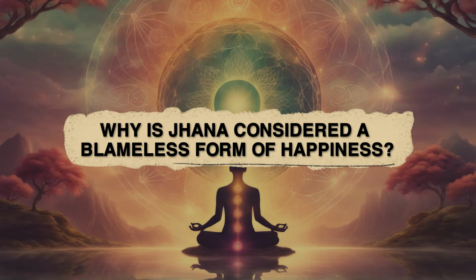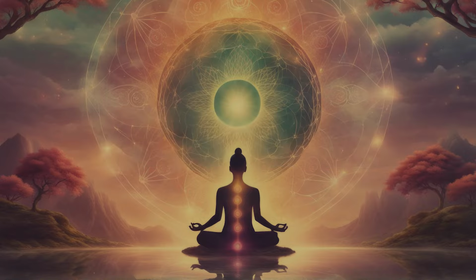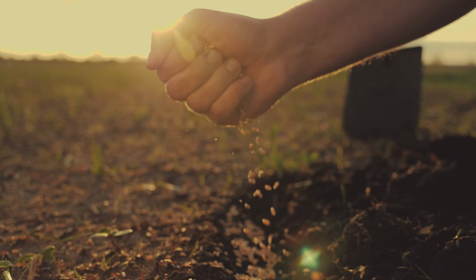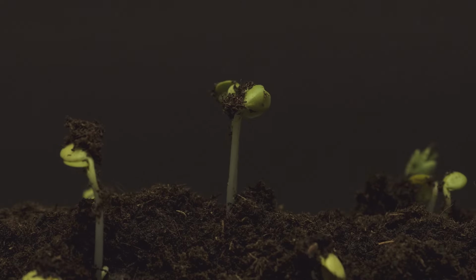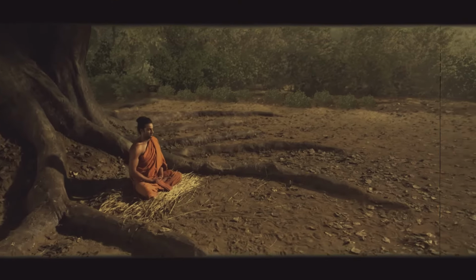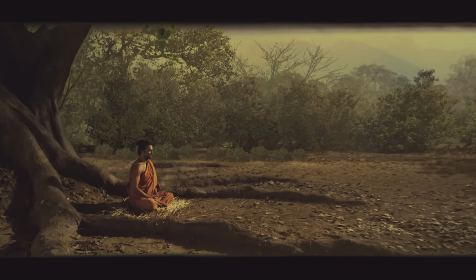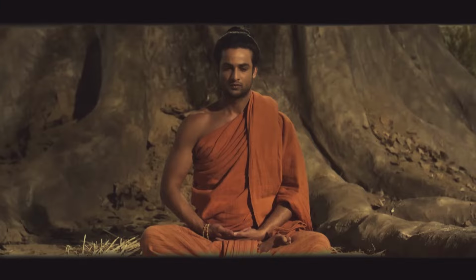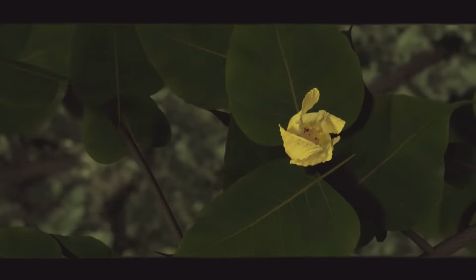Why is jhana considered a blameless form of happiness? The Buddha's image is of a seed planted in the ground. The seed is your consciousness. The ground is your karma, past and present, as it's manifesting right now. Then there's the delight in doing something with these things, either creating something out of them or destroying them. All of that counts as a cause of suffering.